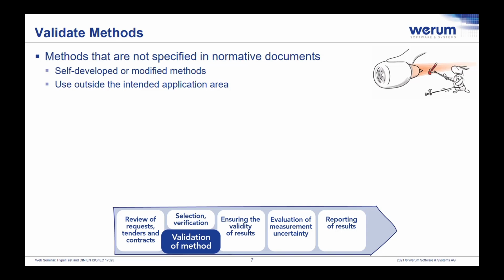Sampling procedures, handling and transport of test or calibration items, calibration or evaluation of systematic deviations, variation of controlled parameters. Here, HyperTest by default offers variation parameters, result comparison, determination of the measurement uncertainty.